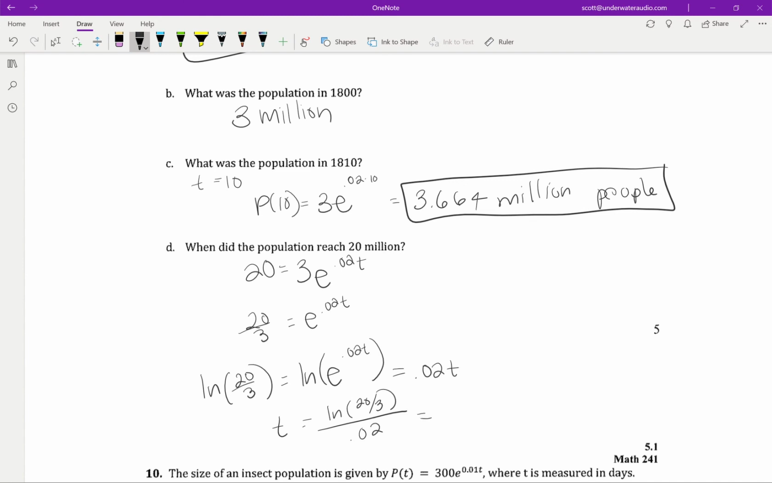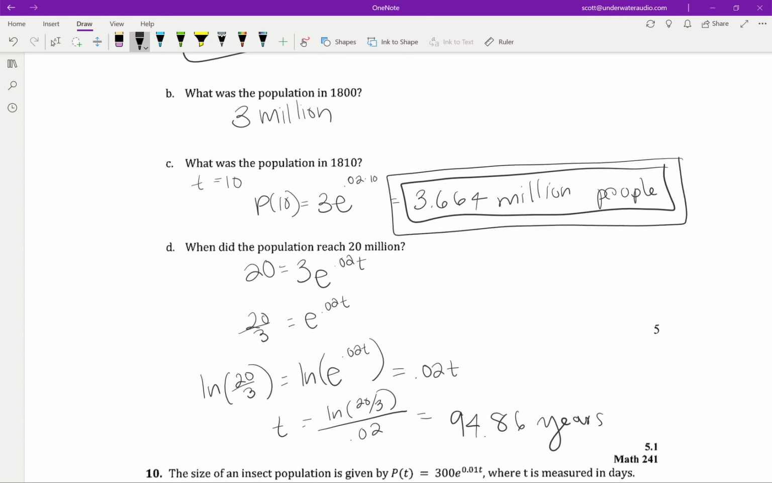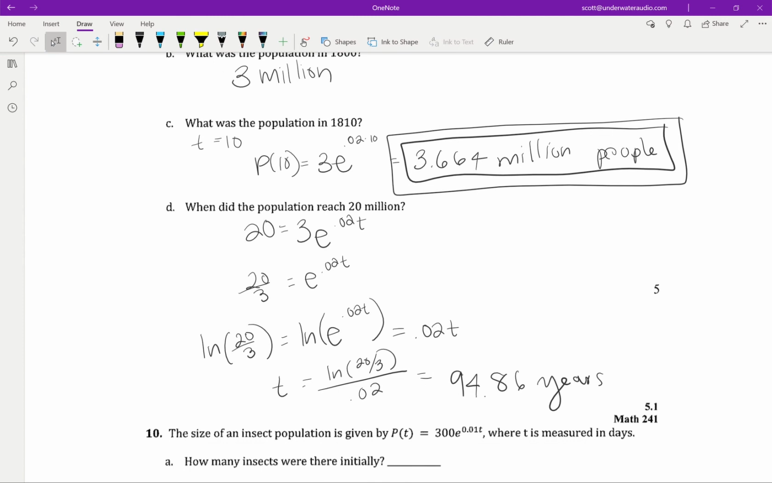okay, so this actually fits well. I get 94.86 years. So at first I was a little worried when I got this answer, because that means it's growing pretty slowly. If it went from 3 million people to 3.664 million people in 10 years. But this is saying for it to get all the way up to 20, that's like nearly 100 years later. So it is growing pretty slowly. That does seem to make sense.